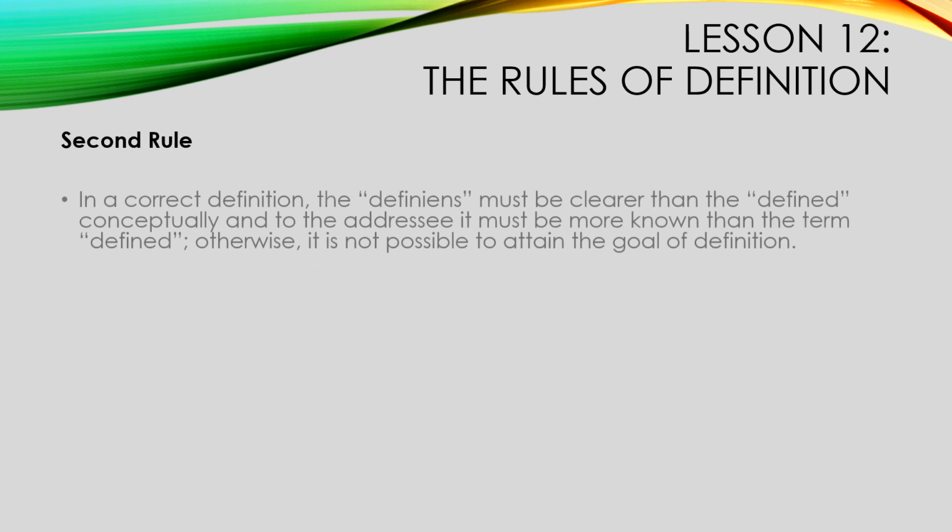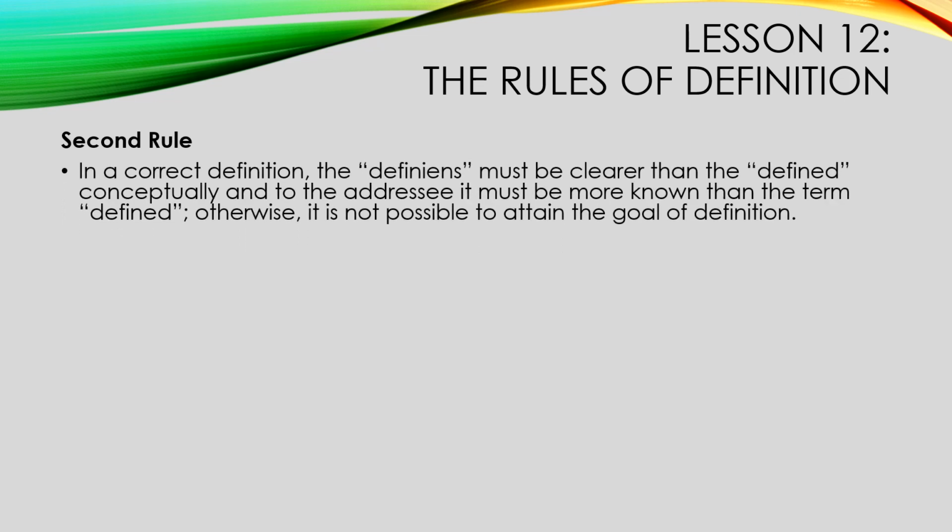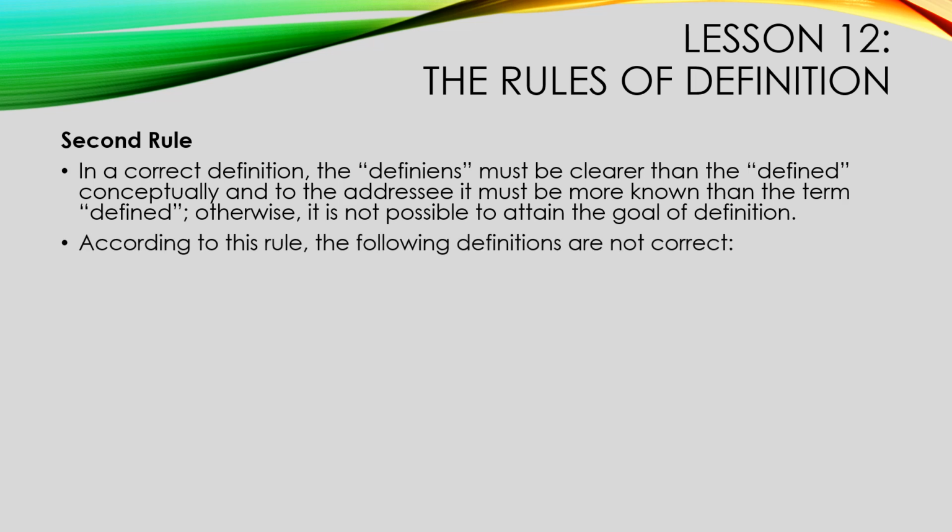Second rule. In a correct definition, the definition must be clearer than the defined. Conceptually and to the addressee, it must be more known than the term defined. Let me repeat. In a correct definition, the definition must be clearer than the defined. Conceptually and to the addressee, it must be more known than the term defined. Otherwise, it is not possible to attain the goal of definition. According to this rule, the following definitions are not correct.